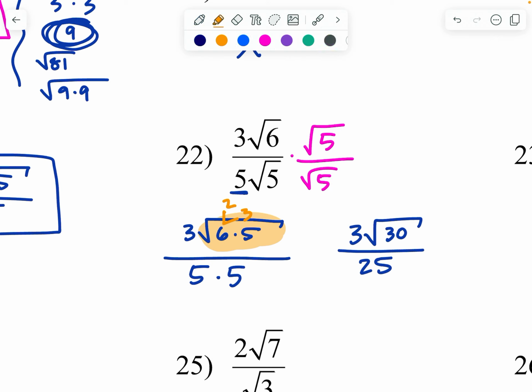There is one last thing I should check. I should check if I can simplify the outside numbers. Luckily here I cannot. 3 over 25 does not simplify, and so we are done. There is our simplified answer.